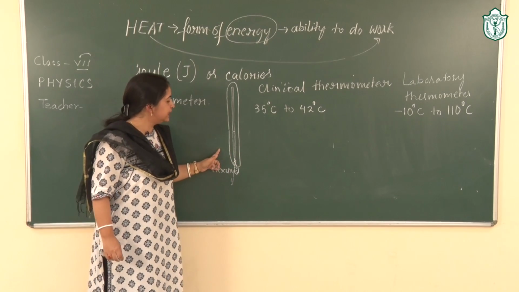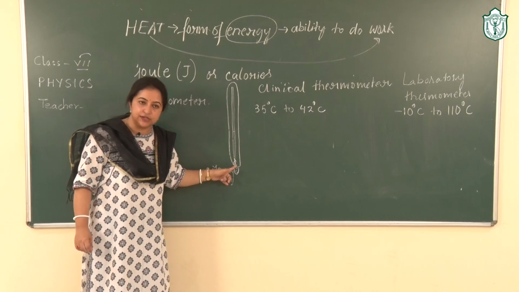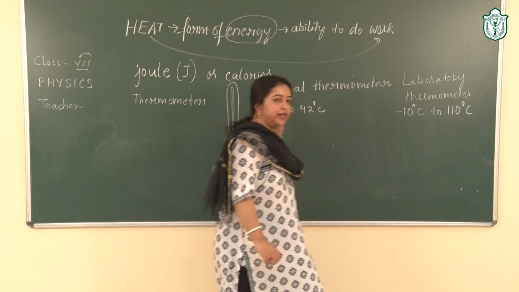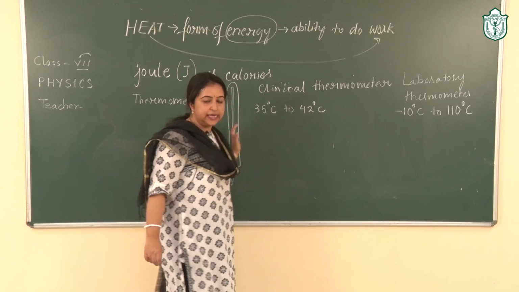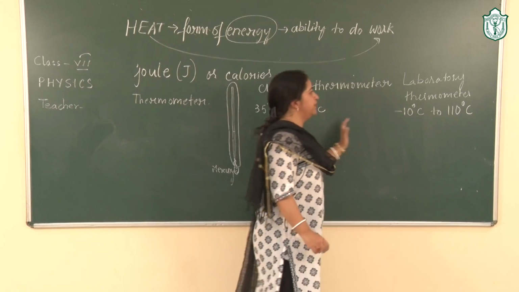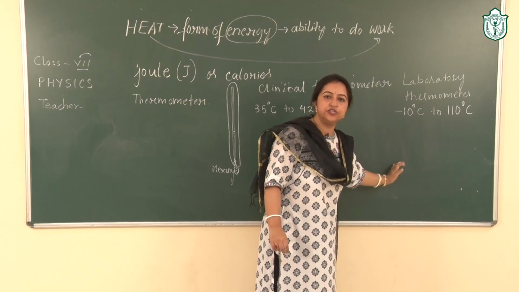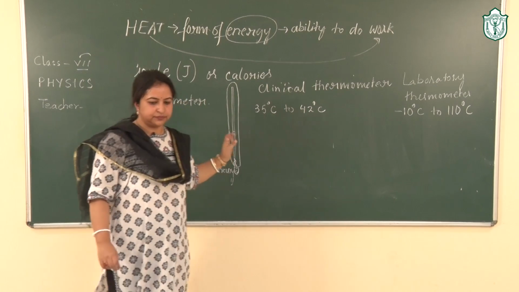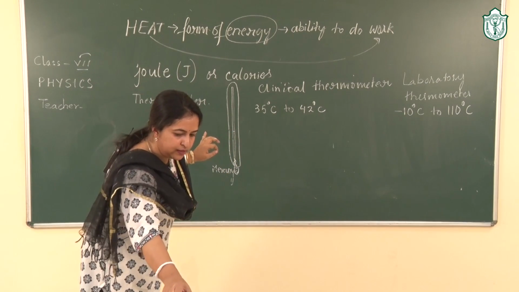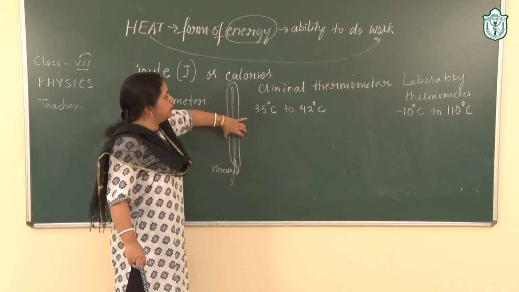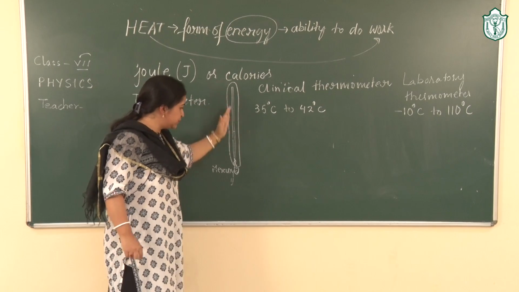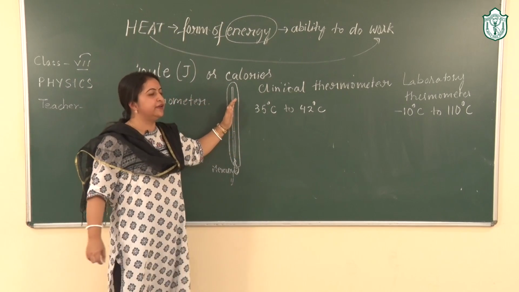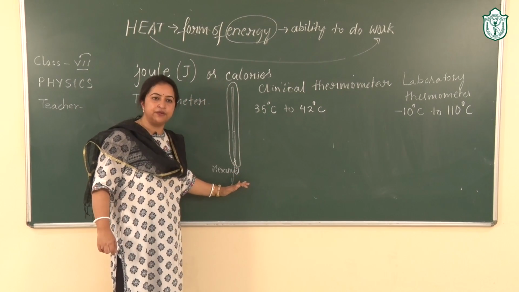In case of a clinical thermometer, the kink is present, whereas in case of a laboratory thermometer, the kink is not present. And so, the moment you take the thermometer away from the source whose temperature is measured, in case of a laboratory thermometer, the level of mercury immediately falls down.